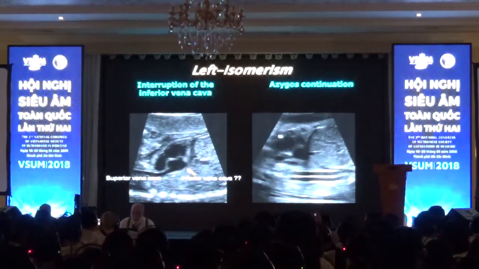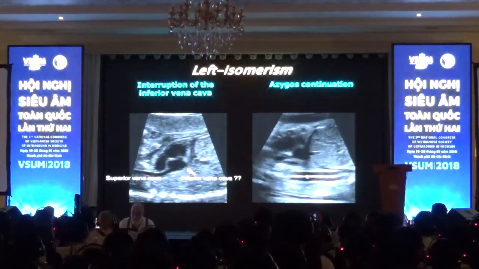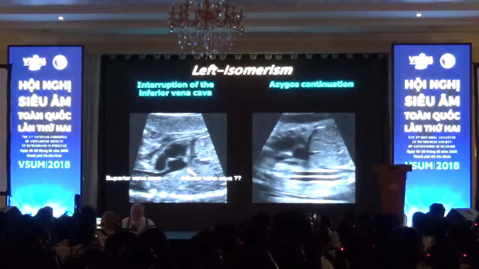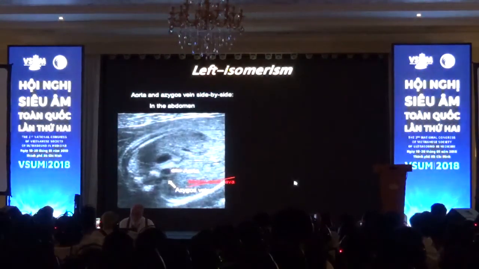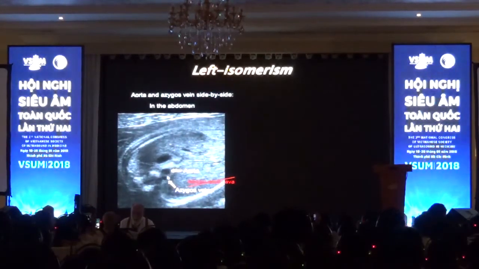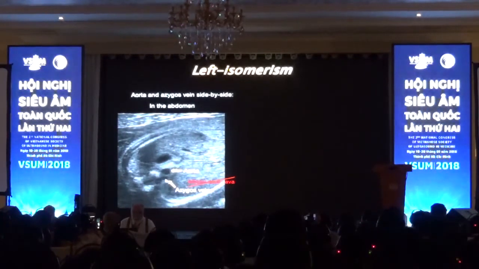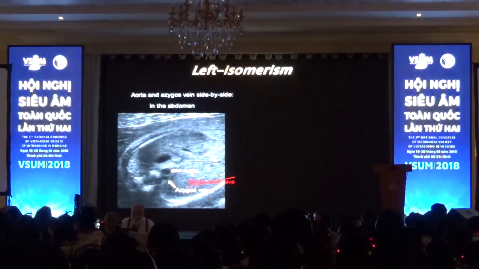And the other very classical image is a section in the chest in which you see two vessels side by side. One of them is the azygous vein, and the other one is the descending aorta. Now, when you see a vessel like here, we have aorta, and here we have another vessel next to it, and that is not the vena cava, as I showed you yesterday. This is the azygous vein. The vena cava should be about at the level of the O in aorta here.